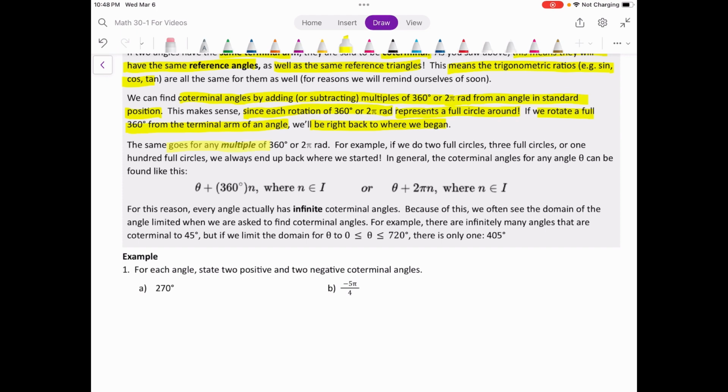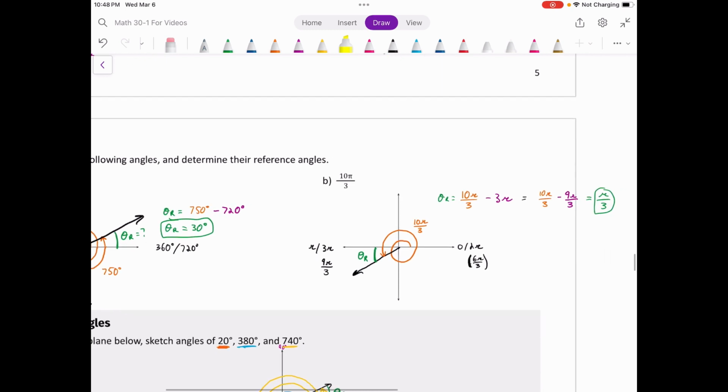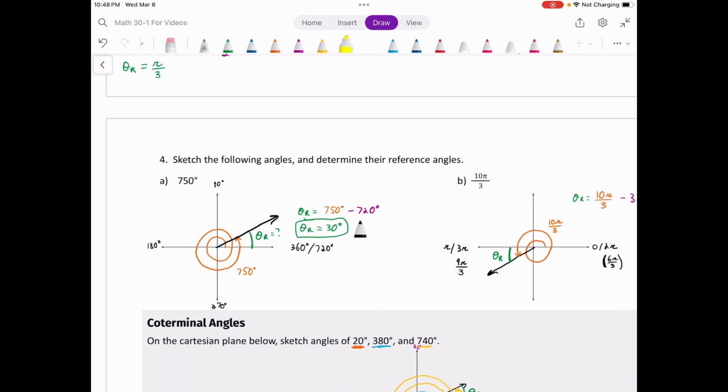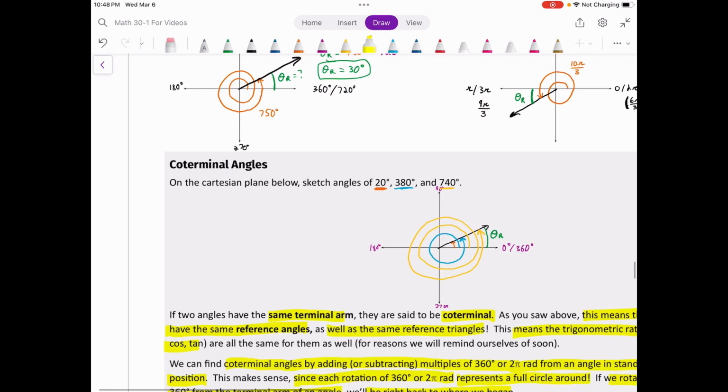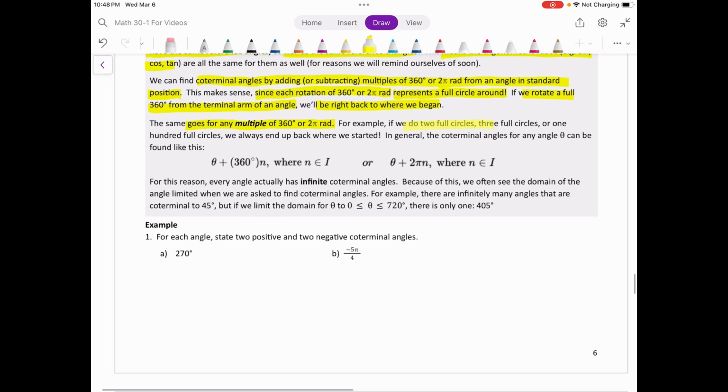So that goes for any multiple of 360 or 2 pi, right? I mean, we kind of saw that with these examples here. We had to figure out what was the coterminal angle there, we subtracted 3 pi, right? Or here, I guess, sorry. We subtracted the 720 to kind of think about what would be a coterminal angle, in this case, my reference angle, okay? So again, if we do 2 full circles, 3 full circles, or 100 full circles, we always end up back where we started.